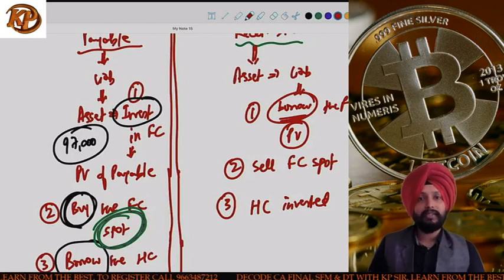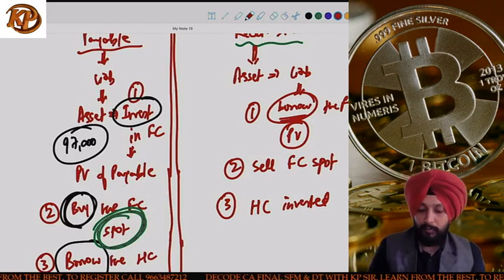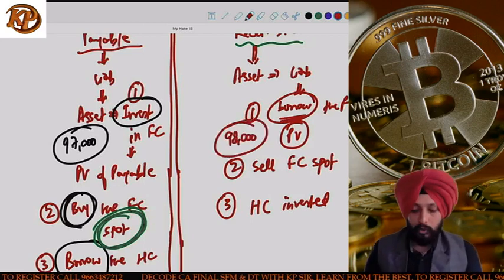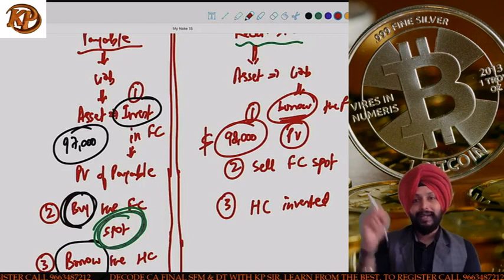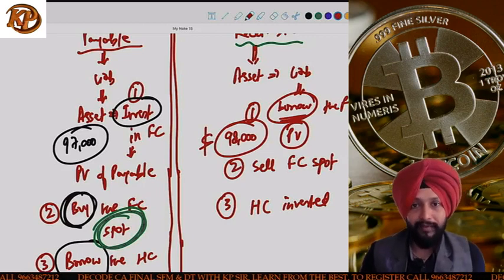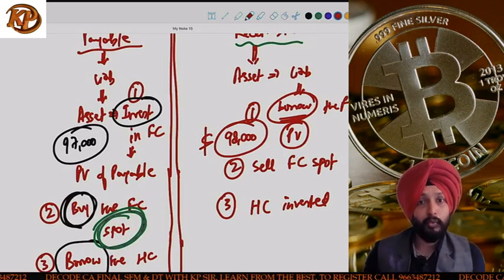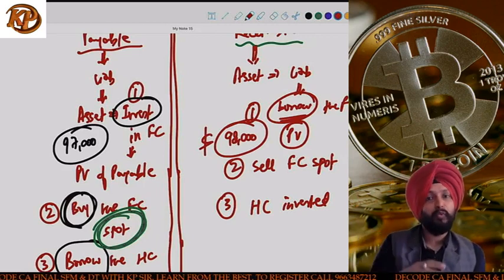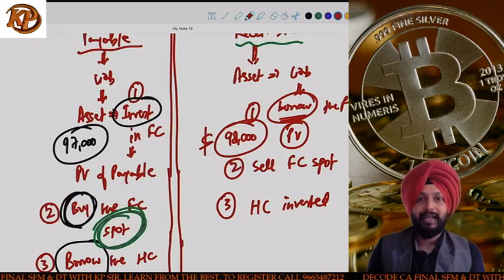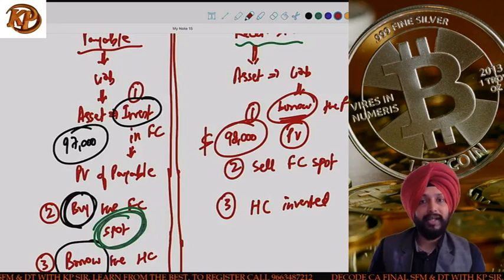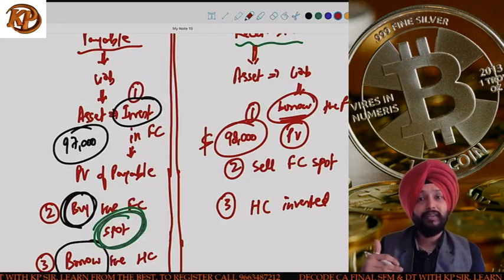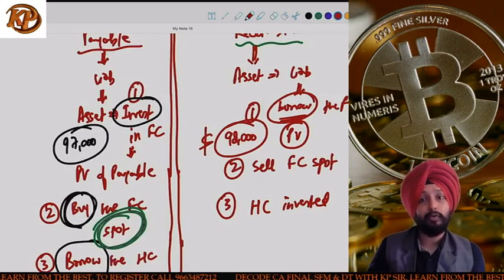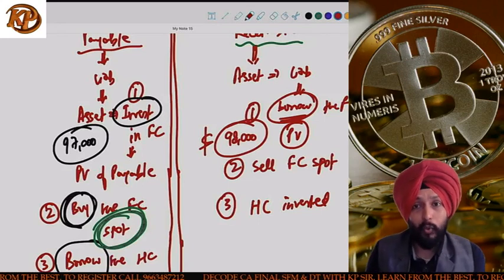So basically, guys, if you have $1 lakh receivable, maybe you will borrow $98,000 today in US. That $98,000 will be brought to India and sold in the spot market. On selling you will get rupees, and this rupee will then be invested in home currency. This $98,000 on maturity will be equivalent to $1 lakh.